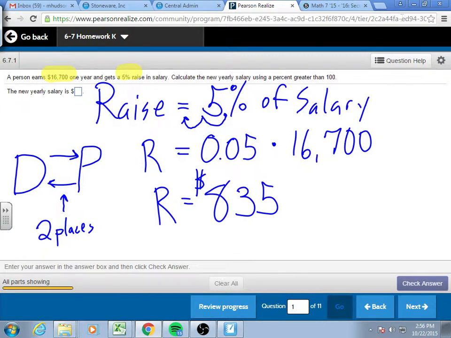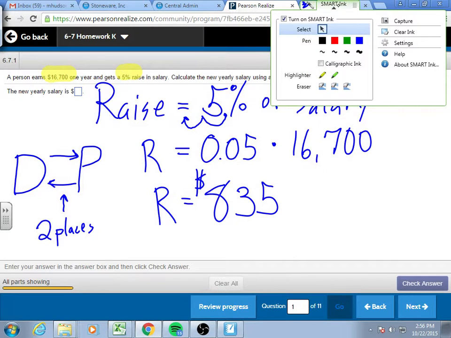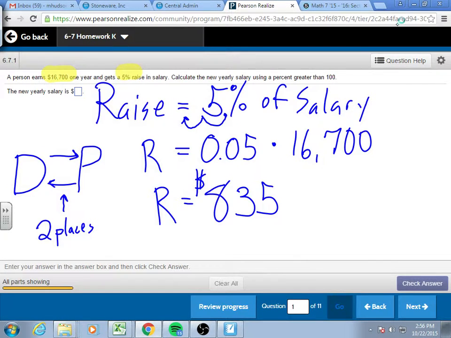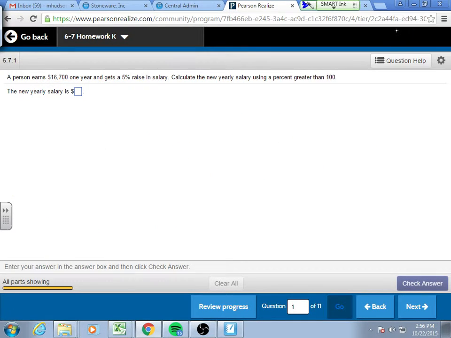So I'm going to capture this real quick. I'm going to clear this, and we're going to say their new salary. It's going to be up on Schoology. I would write this down if you still need help on the 6-7 homework. This is problem 1 from the 6-7 homework.